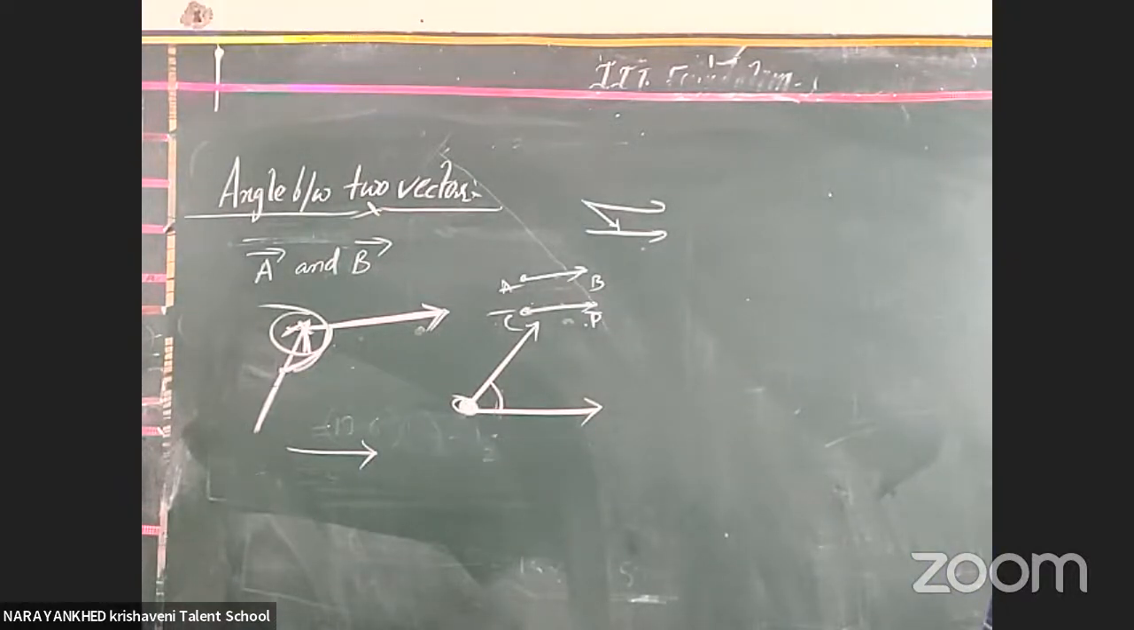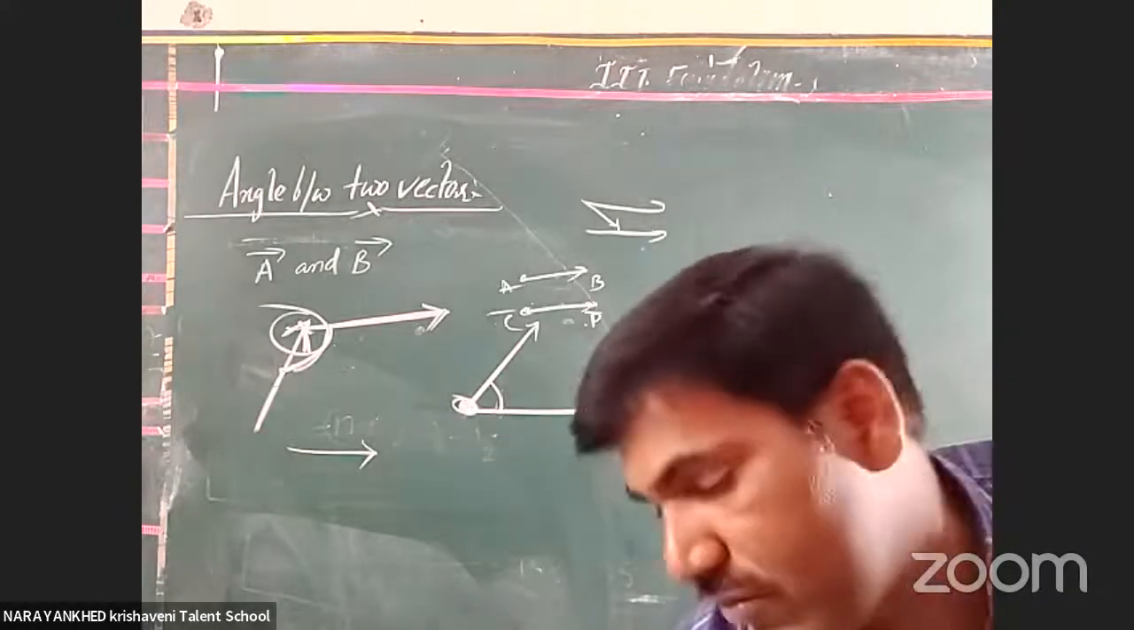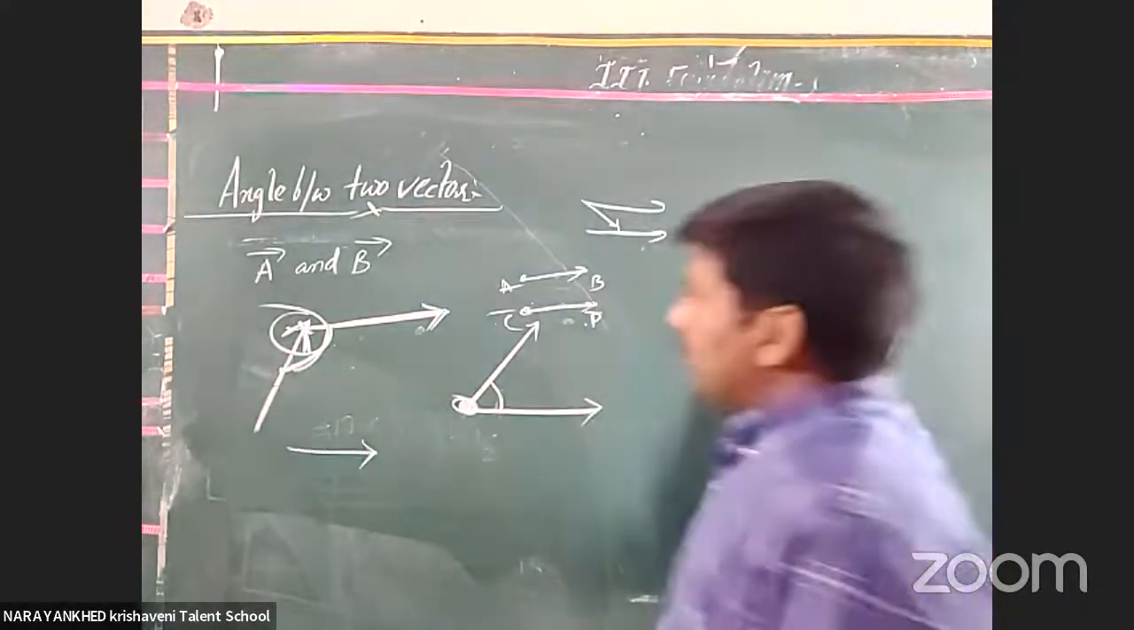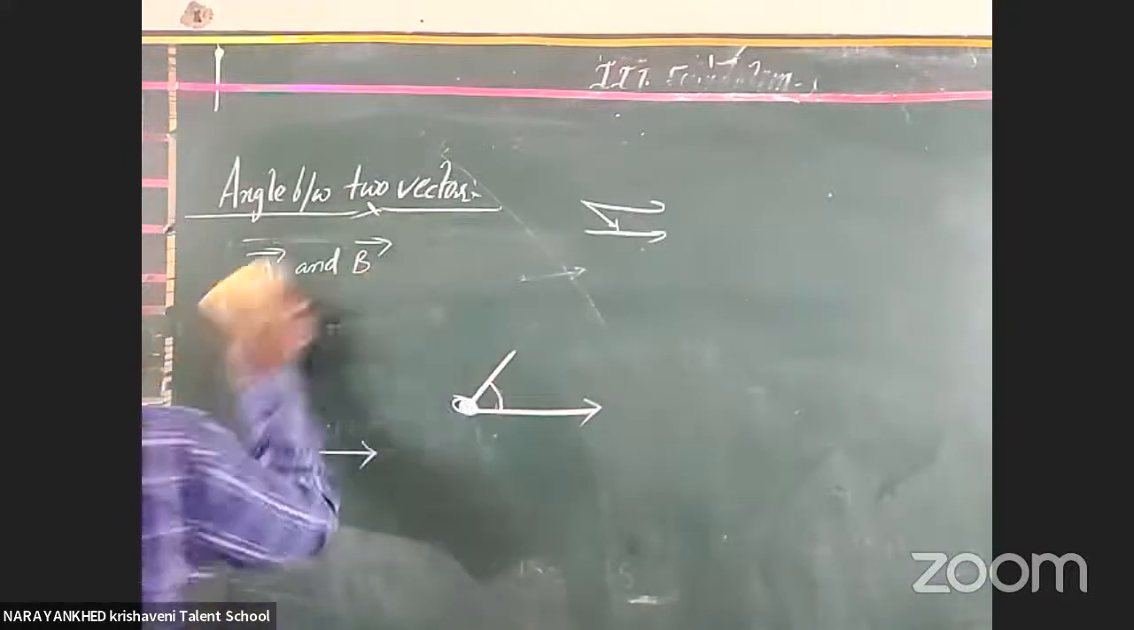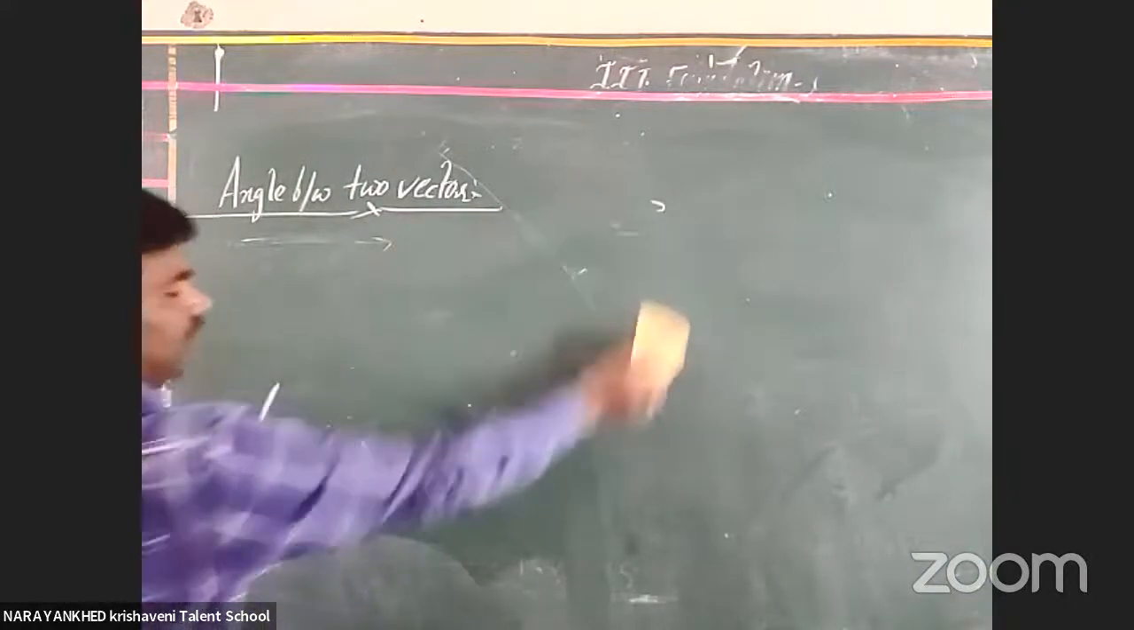Next, Cartesian coordinates. The next component is the Cartesian coordinates of our vectors.